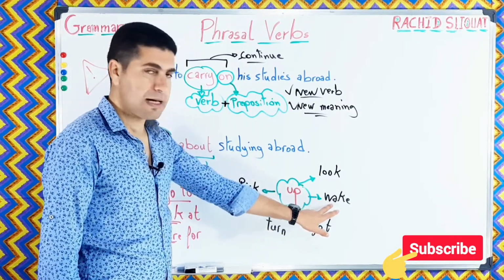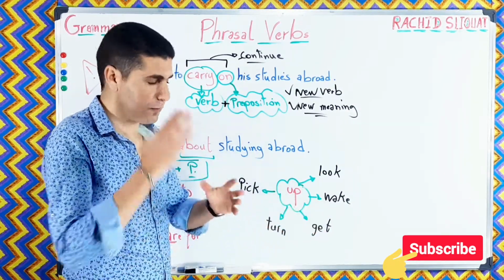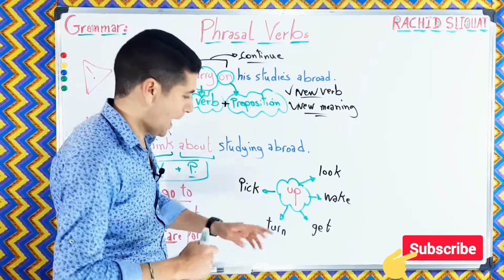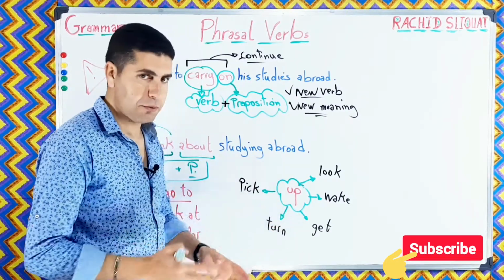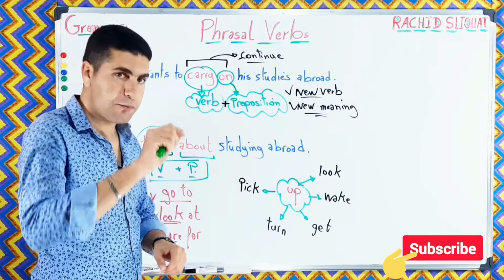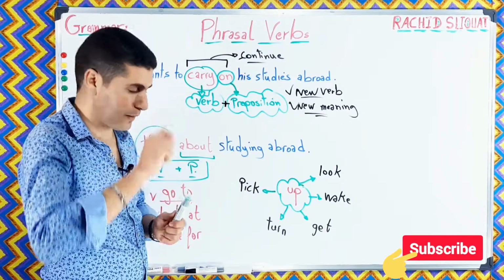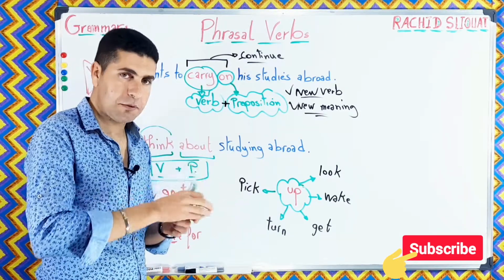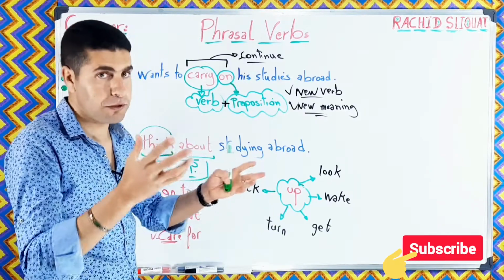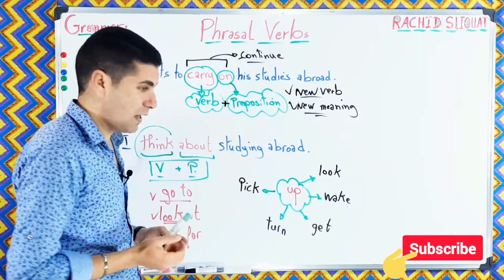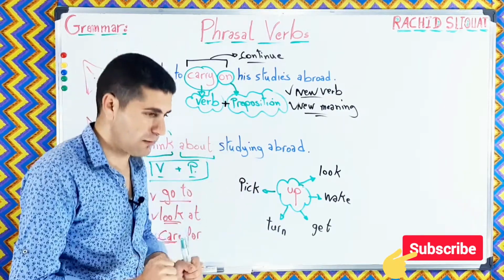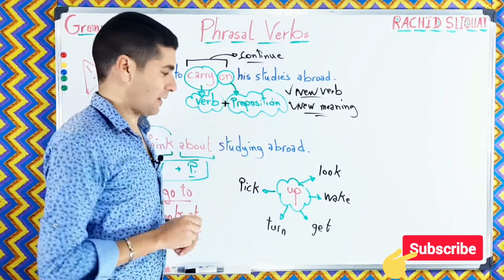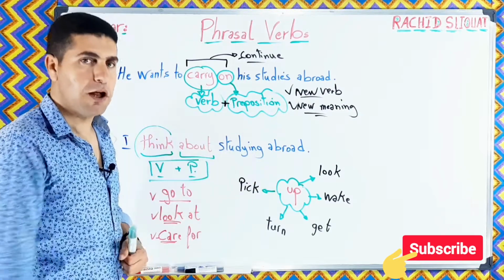And wake is not wake up, okay? So you are sleeping and you wake up, okay? Get up, for example, you get up. Turn up for the volume, you turn it up, for example. Pick up, for example, you pick up a flower. We can also say to pick up a language, for instance. We have also stand up. You are sitting down and you stand up. So these are phrasal verbs, okay?